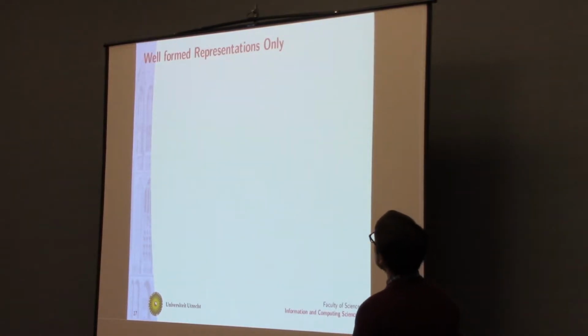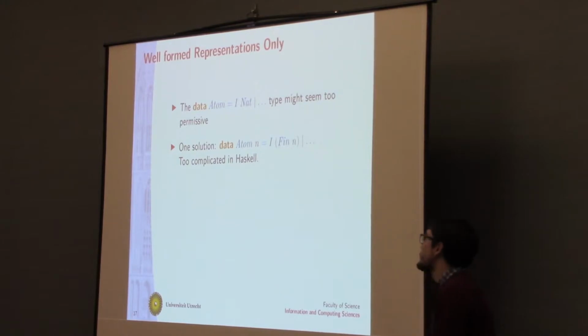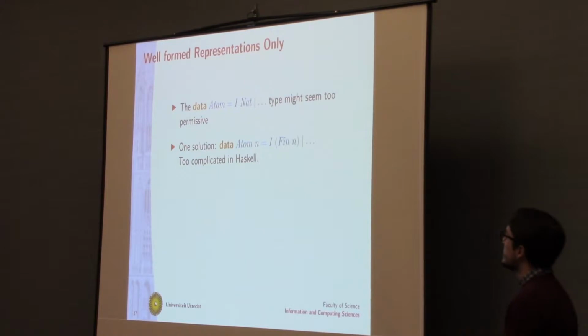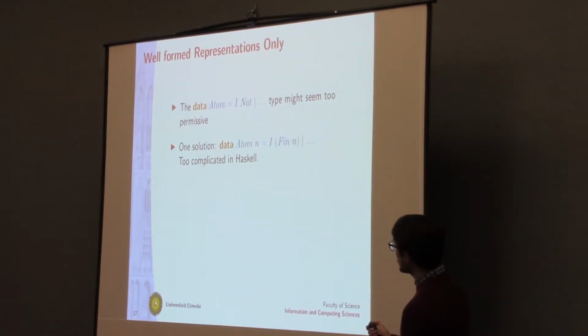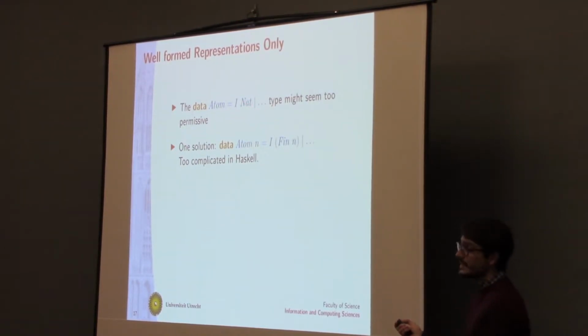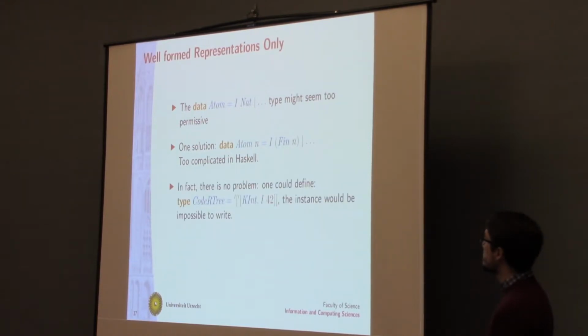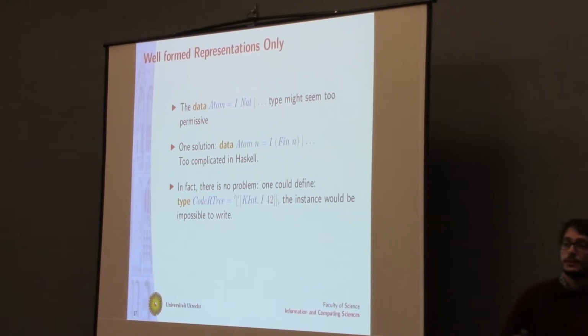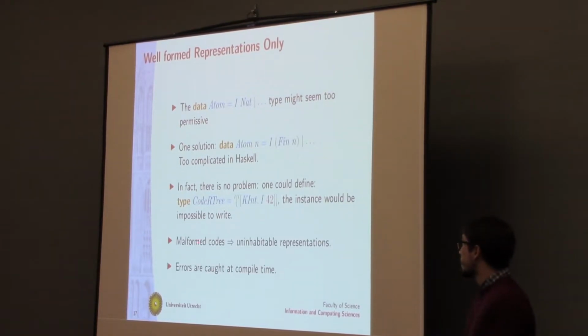It's worth mentioning that only well-formed representations are accepted. You might be wondering why we didn't use finite types in your Atom language, and that's because this is really a pain to work with in Agda, not to mention in Haskell. So we decided to take a little bit more permissive approach, which might seem too permissive, but it's not in fact, because had you written the codes for rows tree to reference the 43rd recursive type in the family, the instance would be impossible to write because the lookup type family throws a type error, and this means that malformed codes imply uninhabitable representations, so we are all fine.